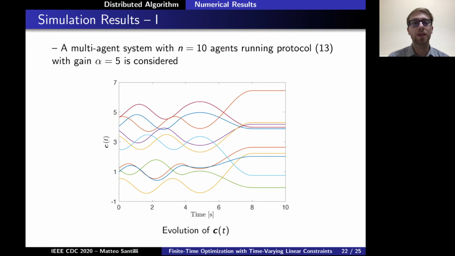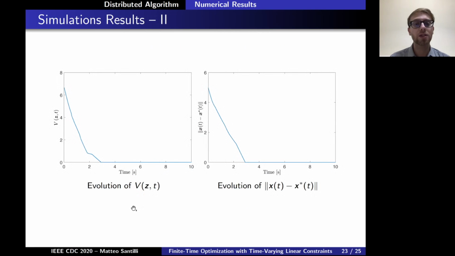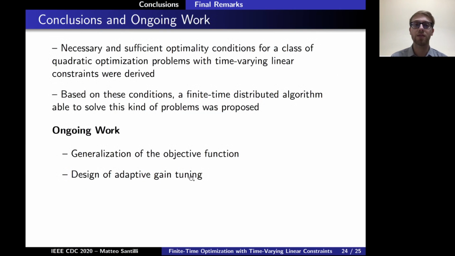Finally, to corroborate our theoretical findings, we consider a multi-agent system with 10 agents, and where the constraint vector evolves as in the figure, and we can notice that its derivative is bounded. And we can show that after a certain finite time, around 3, both the V and the tracking error reach the origin and remain 0 for the rest of the simulation.